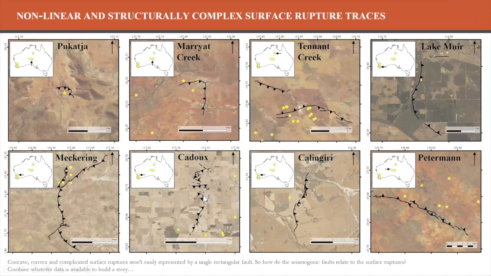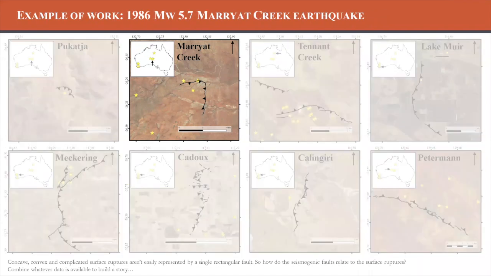And we couldn't fit a simple planar fault, which is what seismologists so commonly like to do. They like to imagine that faults are this nice planar rectangle, and you just can't fit that to most of these surface structures. So something else is going on with these fault systems to create these non-linear structures. And I really wanted to understand what was going on at depth to manifest at the surface as these really odd concave shapes.